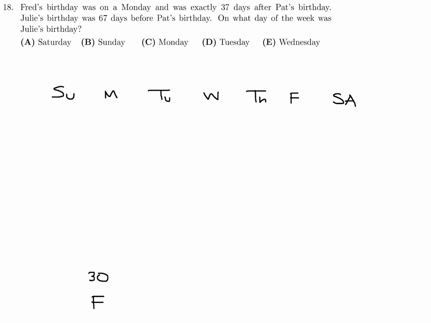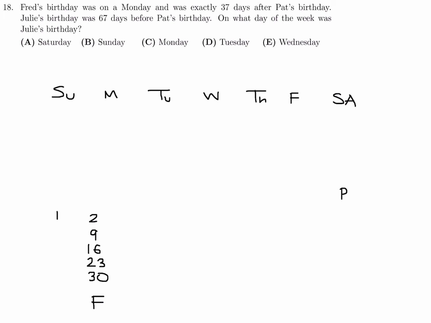to the Monday. Similarly, 23, 16, 9, and 2. And then we have to go 2 more to get to Pat. So 1, and then Pat's birthday, which would be right here. So Pat's birthday is on a Saturday. You see how I did that? Just going back multiples of 7. And I had to go back 37 days.